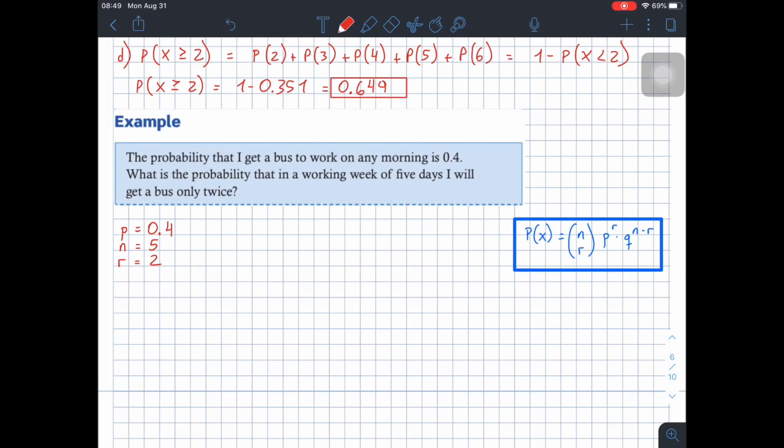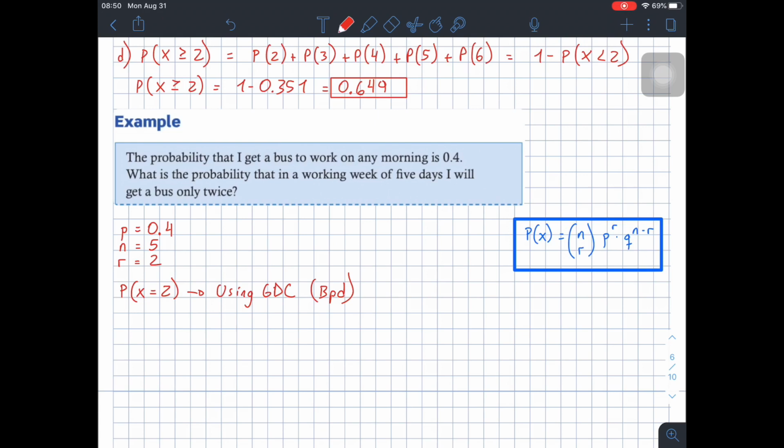So basically, if we read the question again, what is the probability that in a working week of 5 days I will get on a bus only twice? Only twice means exactly 2 times, right? So what I want to find here is the probability of X being equal to 2, right? So that's exactly what I'm going to do. And I'm going to use GDC. Using GDC, we're going to calculate using BPD, right? Because it's exactly 2, and we're going to calculate that value.